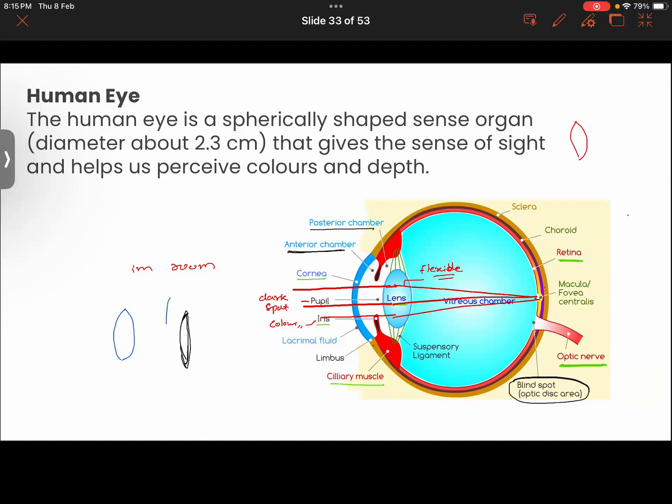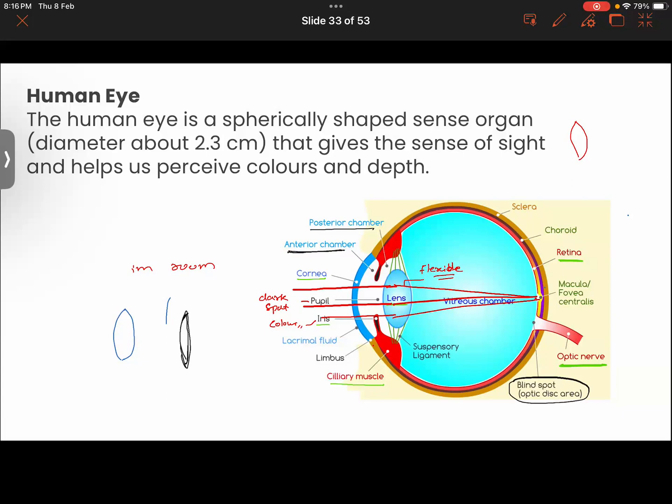So another important part of the eye is the ciliary muscle, right? The size of the eye lens can be changed by the action of the ciliary muscles. ये जब contract करता है, it pulls it, so thereby it becomes thin and elongated like this. If the ciliary muscles are relaxed, it becomes thick and shorter like this. Hope you guys are able to understand this, right? Okay.